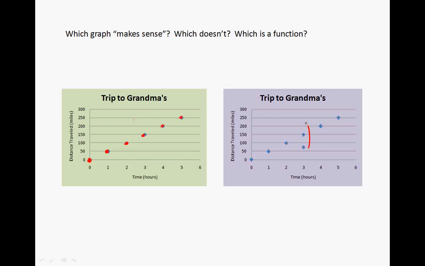You're probably looking at these 2 points. Can you be in 2 different places at the same time? Yes or no? No. Time travel hasn't been invented yet. There is no way that we can physically be 150 miles from our distance and 75 miles from our distance at the same time. So the left-hand graph is a function. The right-hand graph is not a function.